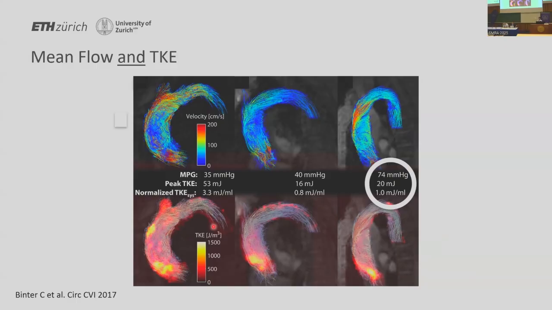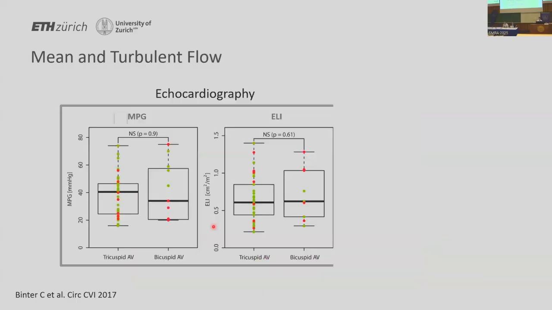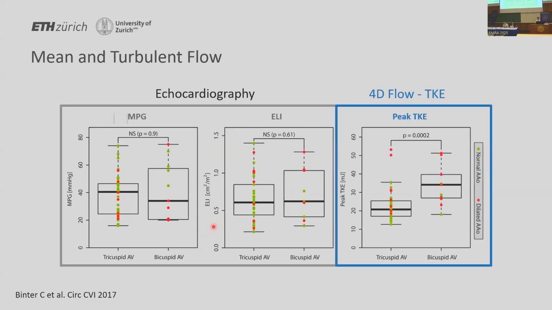So in principle, you would say now the problem in that left column is much less because there's less turbulent kinetic energy that is present. And that indeed helps to stratify patients a bit better. So left-hand side, echocardiography based, mean pressure gradient, energy loss index, ELI. And then looking at the discrimination with TKE, so you can see you get more information out.